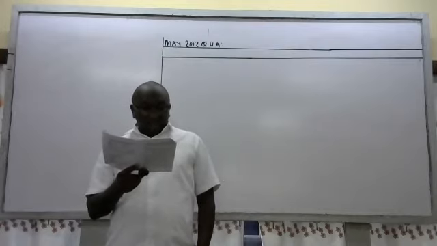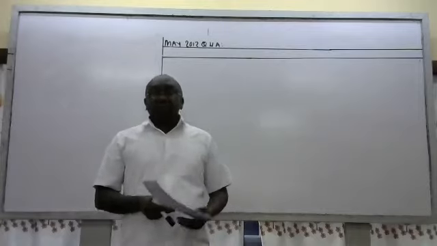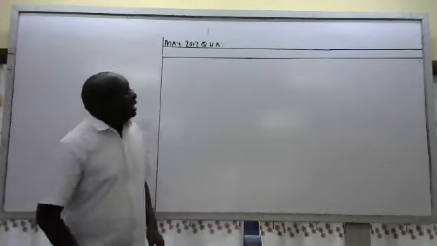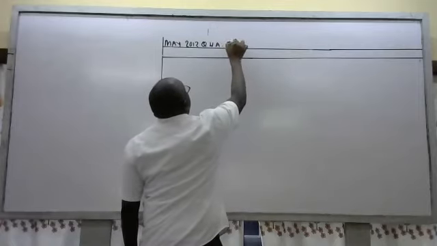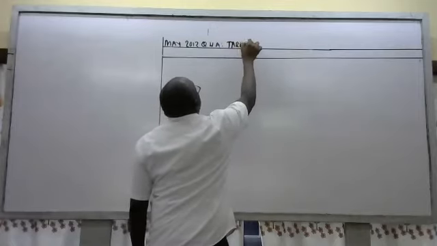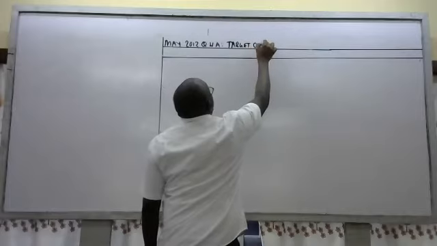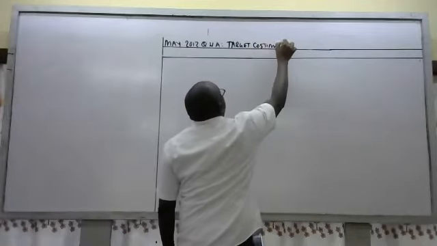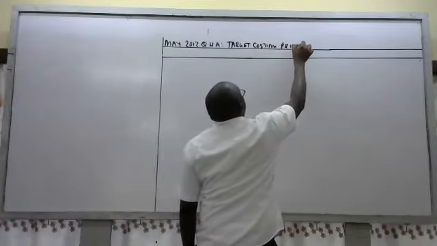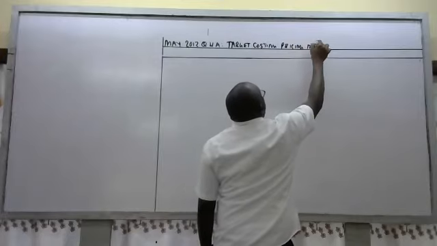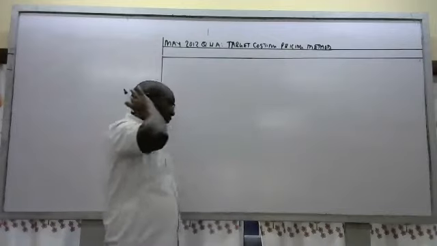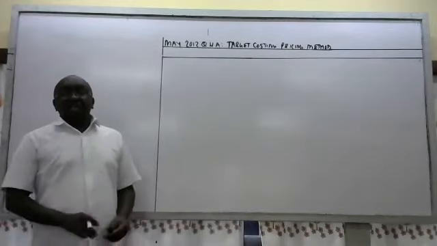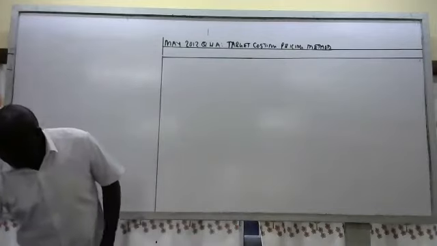And then we are told to get the total cost per unit. So this question is on target costing, a pricing method. So I want us to read as we solve.